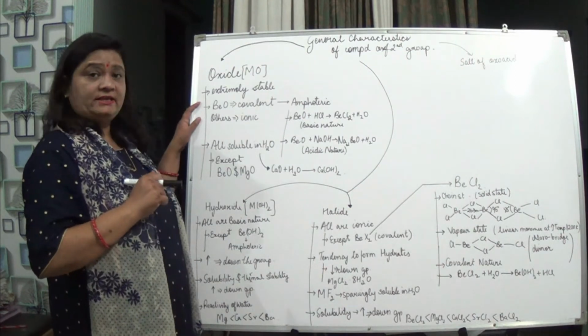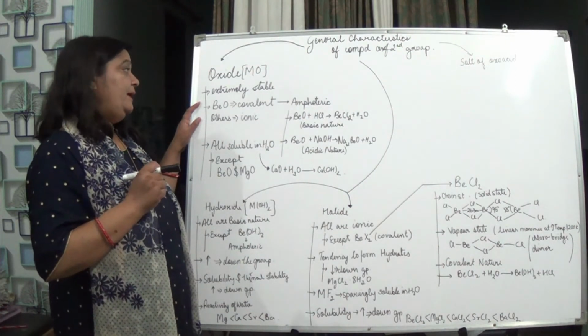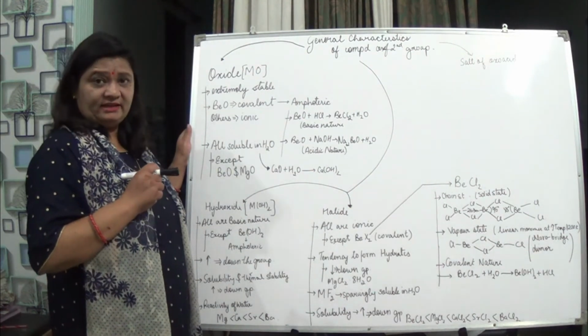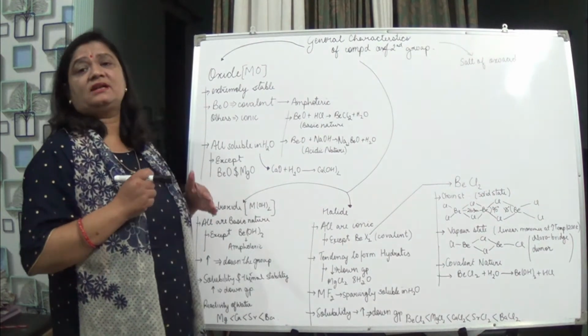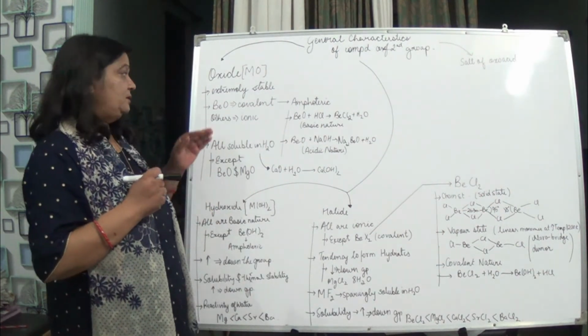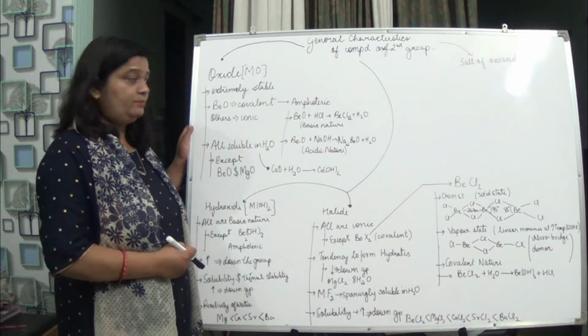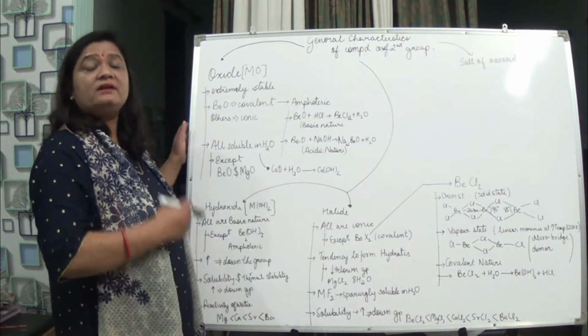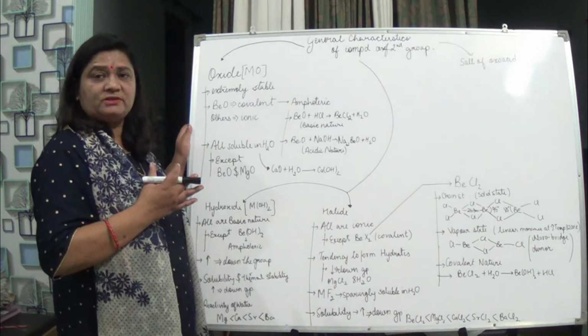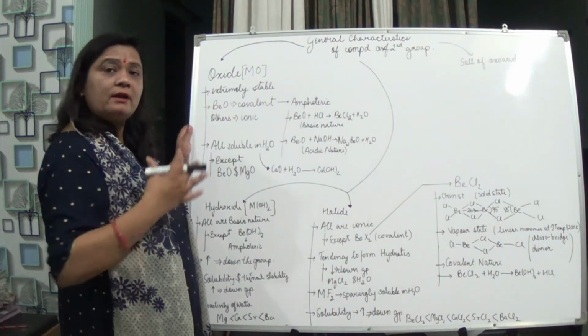Here we are seeing that beryllium oxide is covalent in nature. The rest of the oxides of the alkaline earth metals are ionic in nature. What do we mean by covalent? It means sharing of electrons is taking place. What do we know by ionic? Transfer of electrons is taking place.